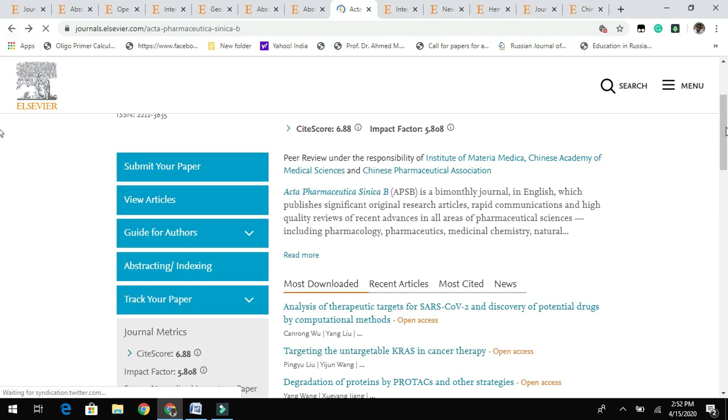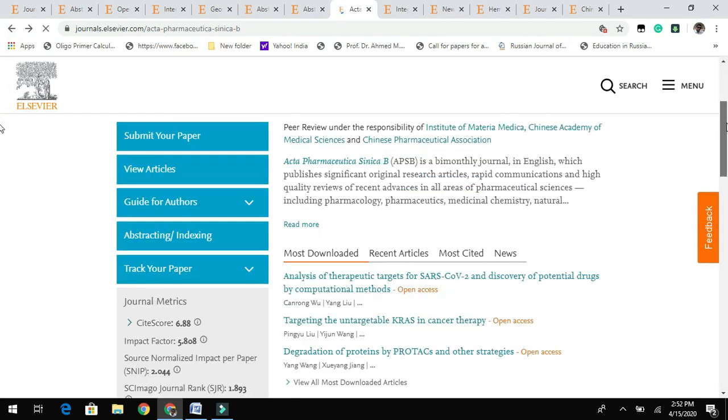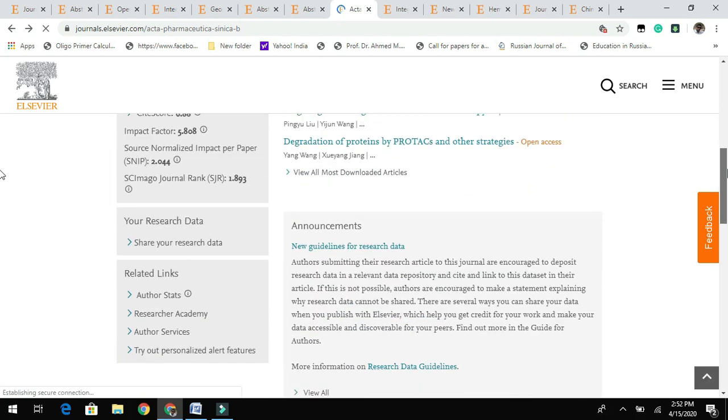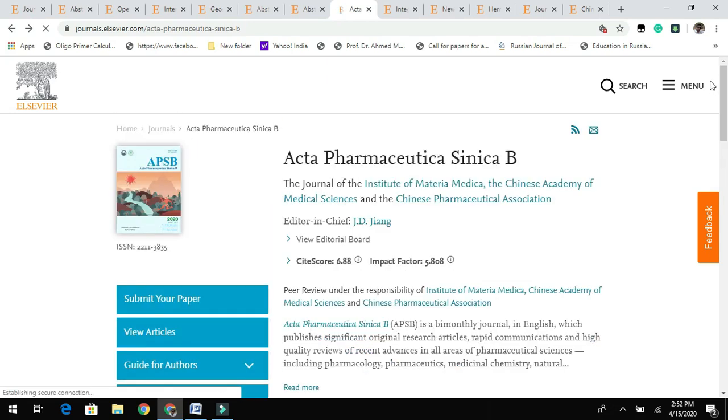So if you're planning to submit a research article to this journal, then you need to come here and read the author's guideline and see whether this journal falls under the aims and scope of your related research paper.